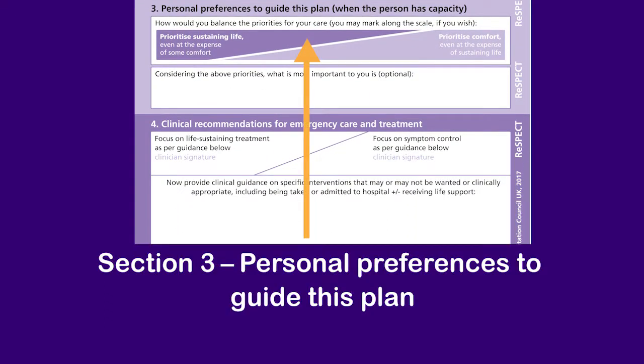Section 3 is the personal preferences to guide this plan. It includes a scale to help the person to understand the balance between priorities of care and identify their own priority. This may be marked and the aspects of life most important to the person recorded.